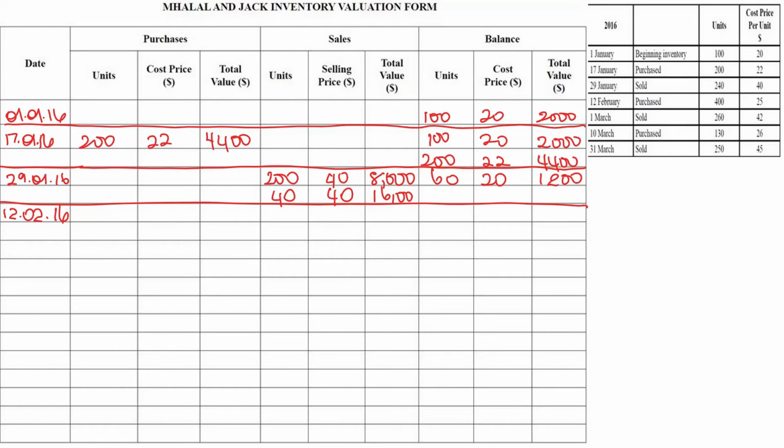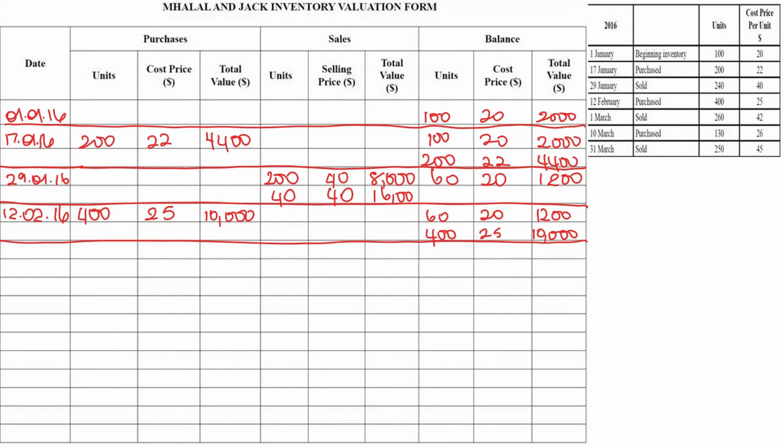We purchased 400 units at a unit cost of $25 per unit, which gives a total value of $10,000. So now our inventory on hand would be what we had before plus what we just bought. 400, 25, 10,000.